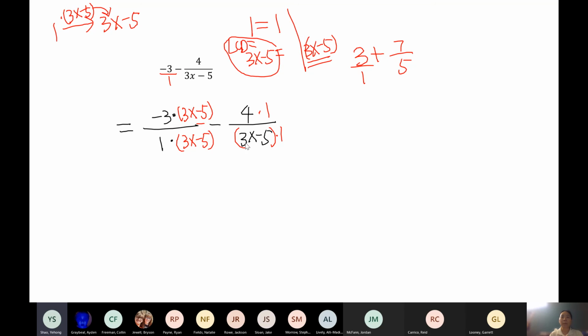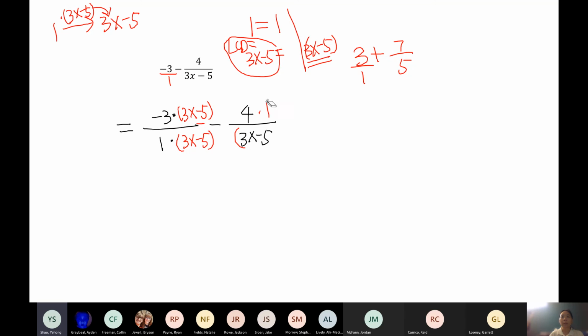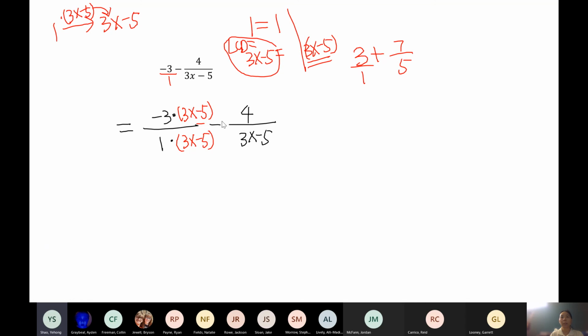How do you get 3x minus 5 from 3x minus 5? You can either multiply by 1 or just not do anything. You don't have to do it because the denominator is already the same as the LCD. So we're going to multiply out. The bottom will be the same, 3x minus 5. This times 1 will be itself.